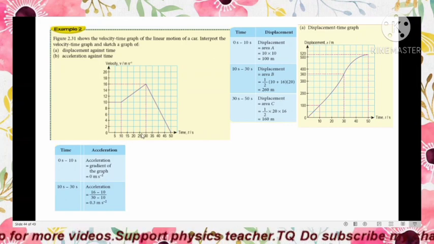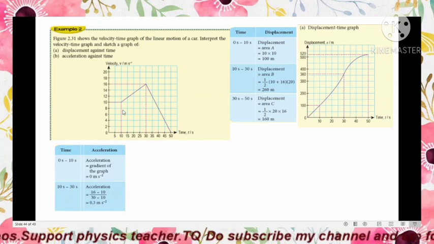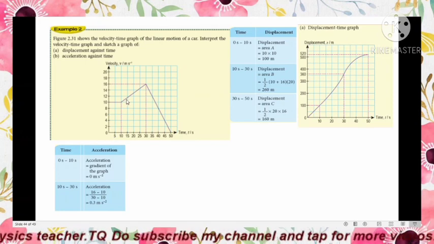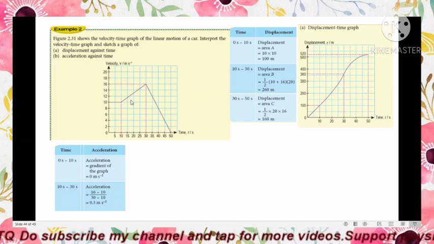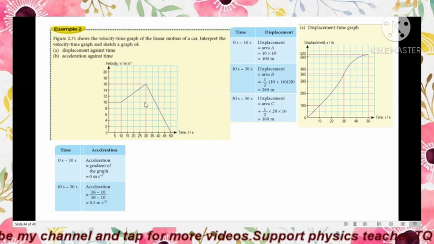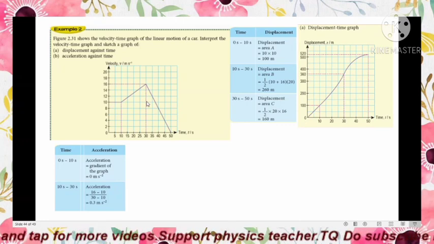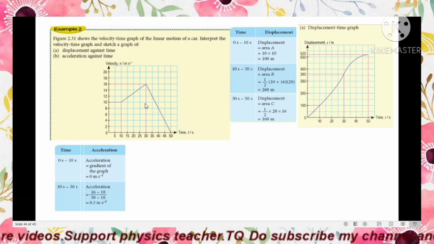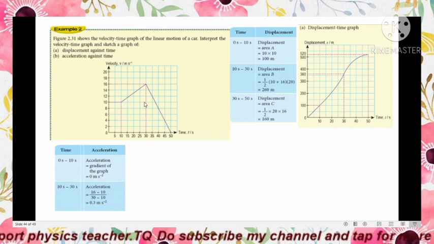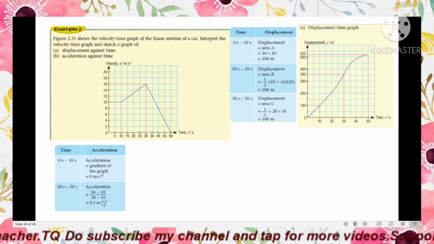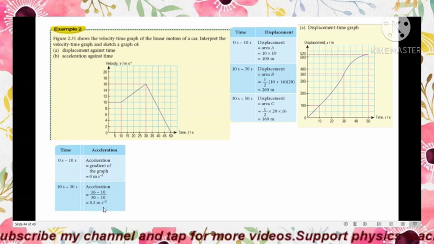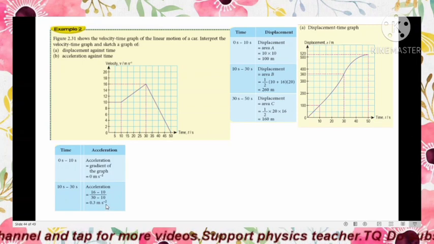From 10 to 30, this one is uniform acceleration. So the gradient, you need to draw a triangle below this line. So it becomes 16 minus 10 divided by 30 minus 10. You get here. So you get 0.3 meter second to the power negative 2.